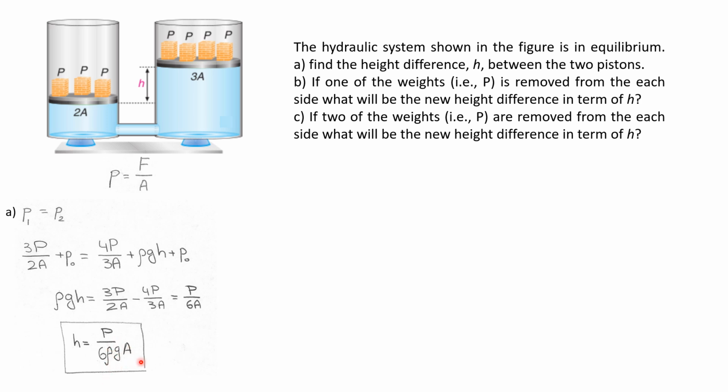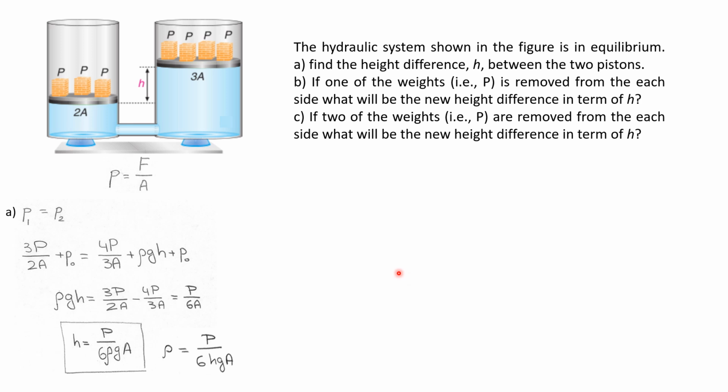So what I'm going to do here, even though it's not a part of the question, is try to identify the density of the liquid. So I'm going to rewrite this equality such that I have rho here. And I get rho equals P over 6HGA. And we will need this later. That's what I'm doing here. Okay? So let's look at part B of this question.